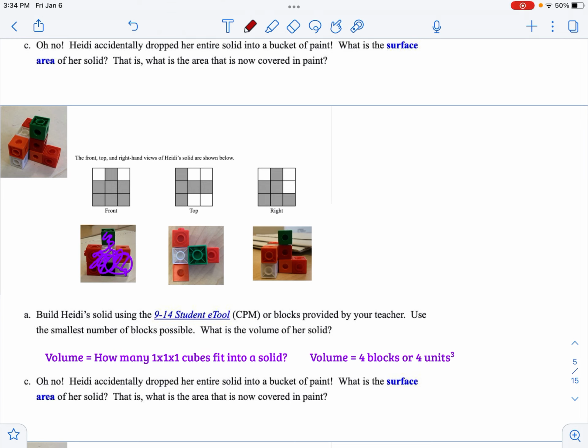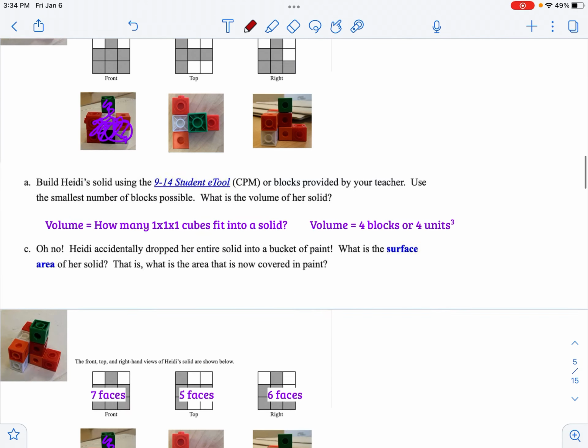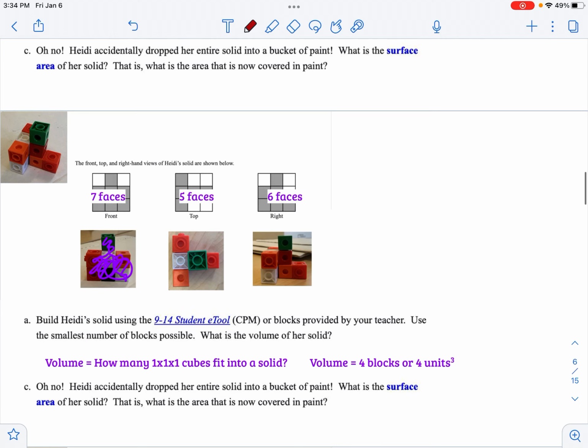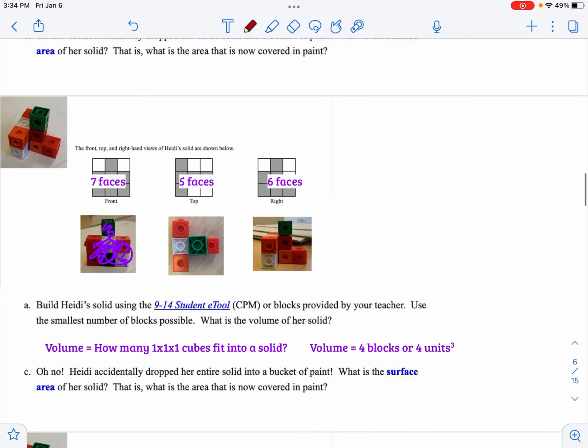Now you can go ahead and count for this, but it's easy to count something twice or miss something. So another way to look at this is to look at the pictures that we are given first that are in gray and white. So I notice that the front one has 7, the top one has 5, and the right one has 6. But if I was to spin this around, the front and back would both have 7 faces. The top and bottom would both have 5 faces, and the left and right would both have 6 faces.